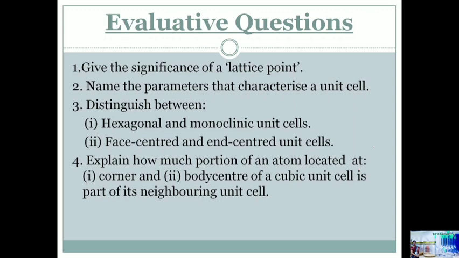Then next question, name the parameters that characterize a unit cell. So what are the parameters? Already we have discussed that 6 parameters describe the characteristics of a unit cell. Those parameters are the 3 edges, A, B, C, and the interfacial angles or interaxial angles. You can say the angle between the edges, that is alpha between B and C, beta between A and C, and gamma between A and B. So these are the 6 parameters which characterize a unit cell.